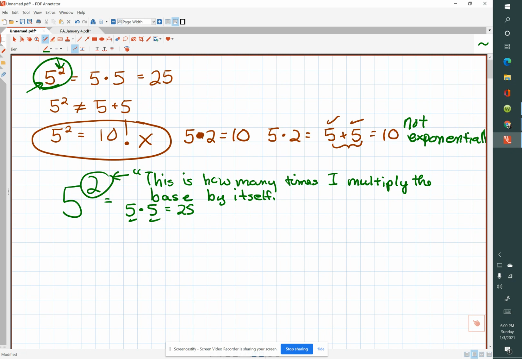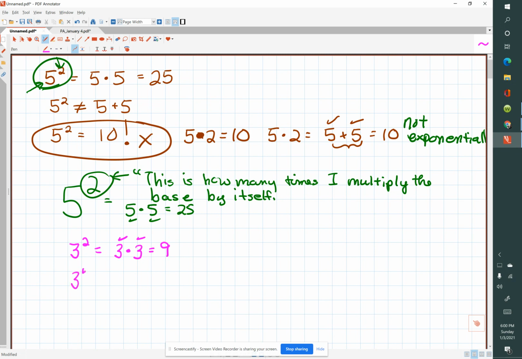Let's try it with another number. 3 to the second power is not 3 times 2, it's 3 times 3. 3 multiplied by itself 2 times. What is 3 times 3? 9. It's not 6, it's 9.